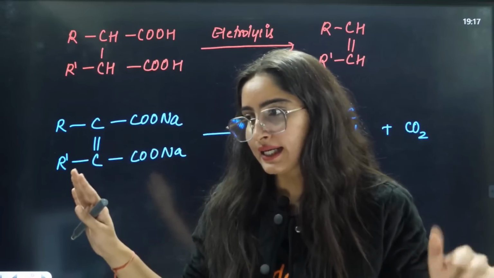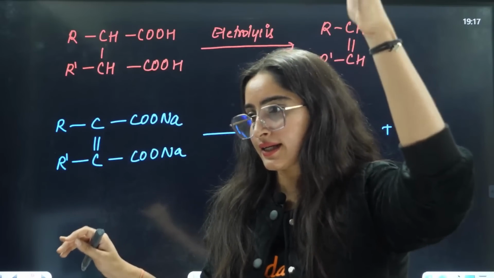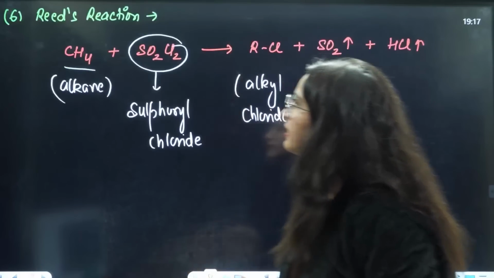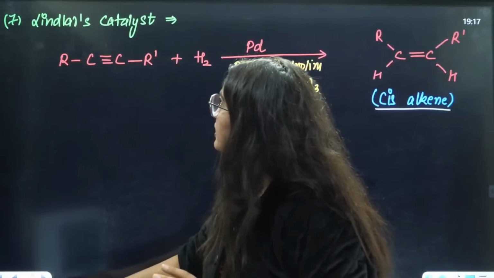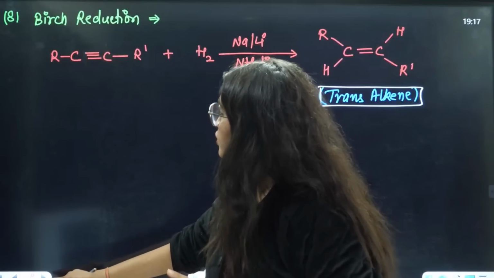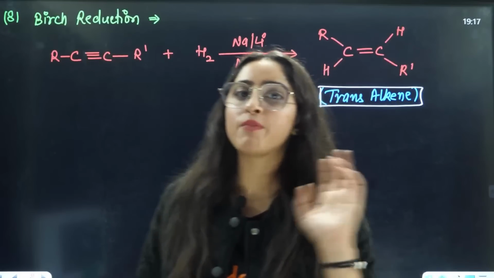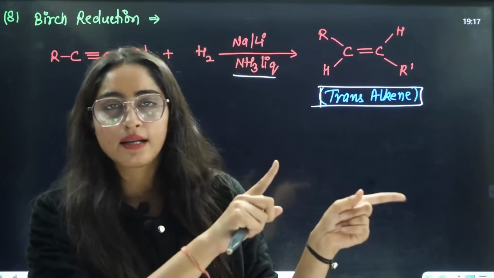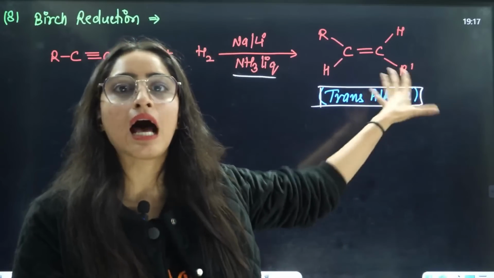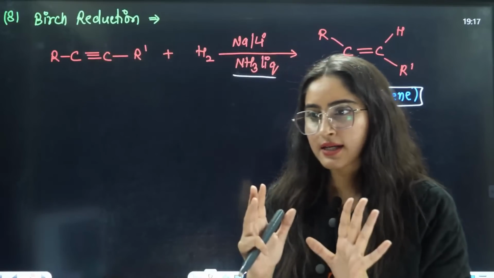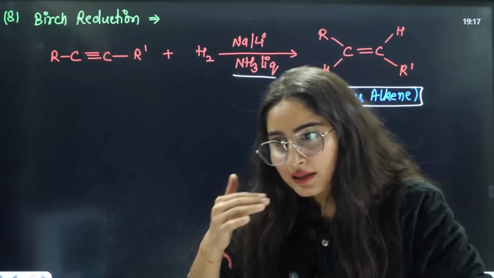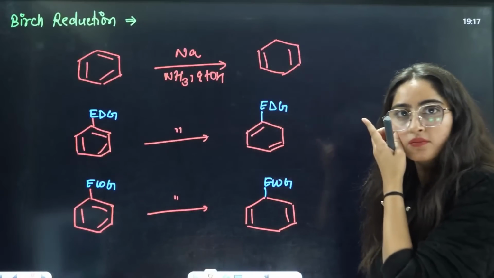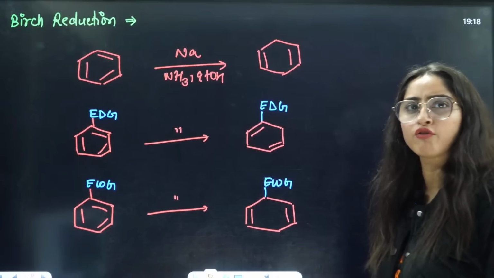Okay, clear? Yes, everybody, clear? Now, let us see the next thing. Reed's reaction we have done. Lindlar's catalyst also done. Birch reduction. We were at Birch reduction. In Lindlar's catalyst, cis alkene. In Birch reduction, trans alkene is formed. Right? Now, what other kind of Birch reduction can be there? Little bit good level of question.